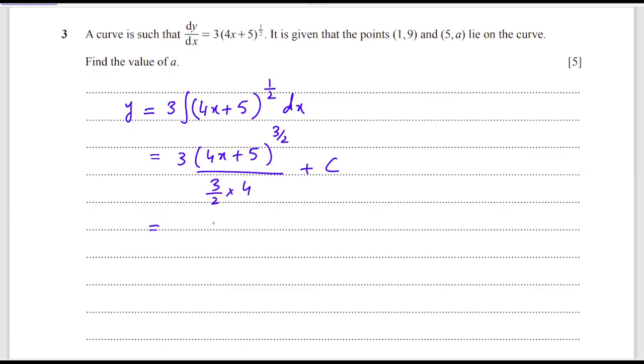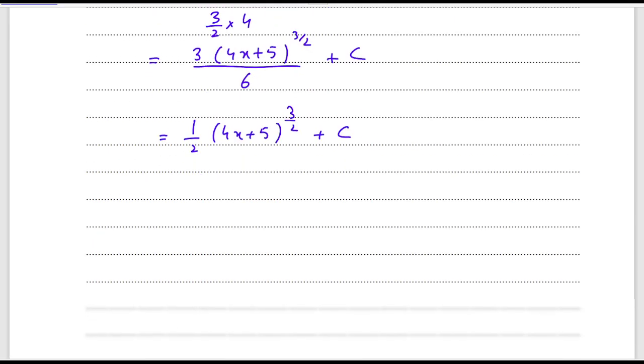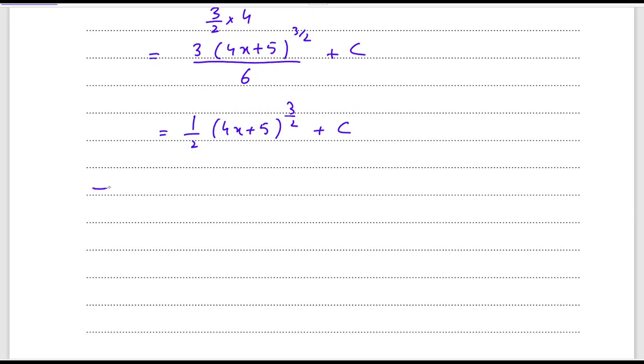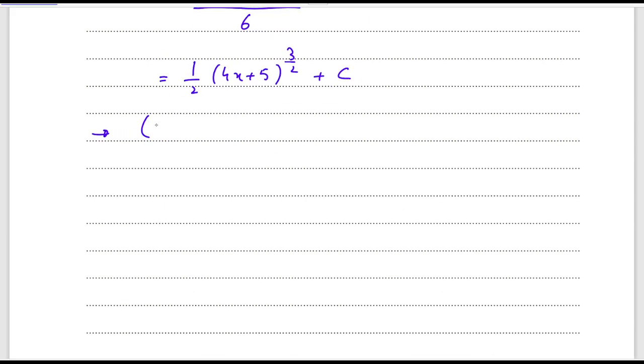Now simplifying this expression, 3 times 4x plus 5 raised to the power 3 over 2 divided by 6, plus c. So this equals 1 over 2 times 4x plus 5 raised to the power 3 over 2 plus c. Now in order to find the value of c, simply use the coordinates of the given point. The given point on the curve is 1, 9. Substitute x equals 1 and y equals 9 into this equation.